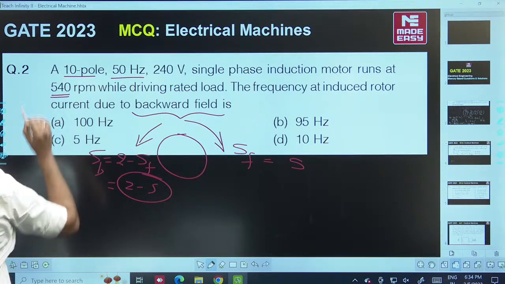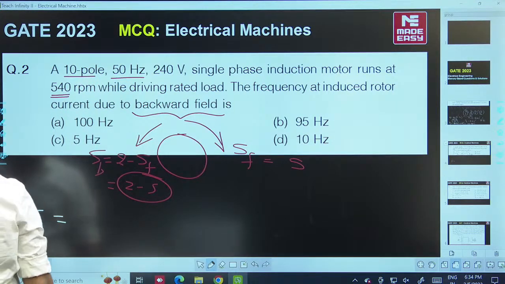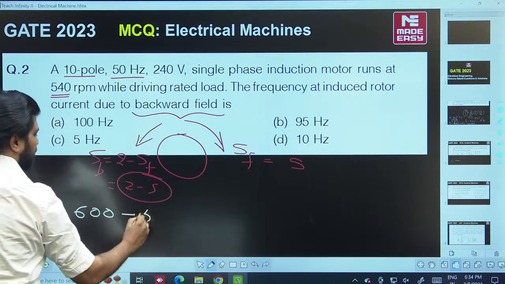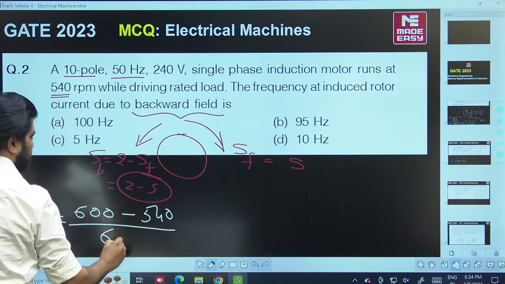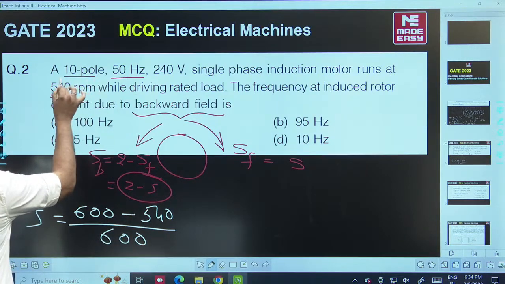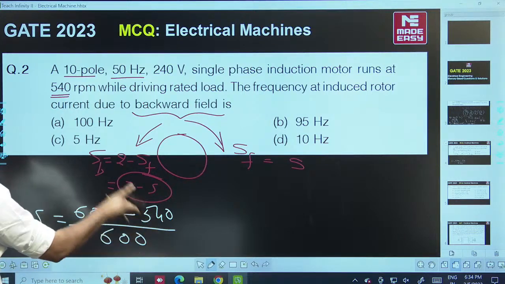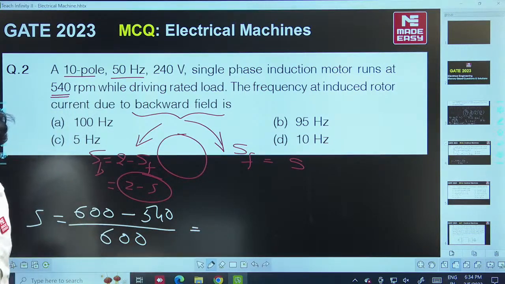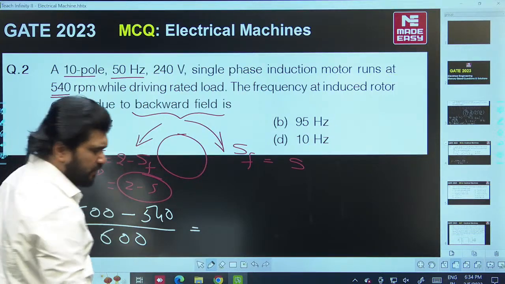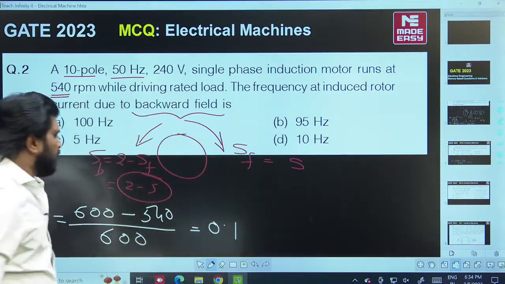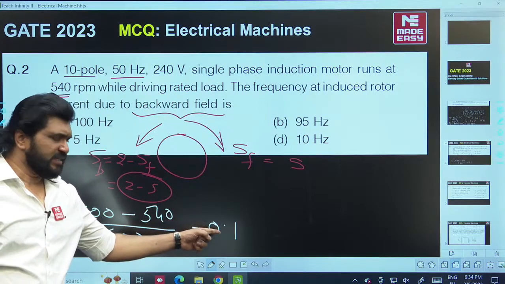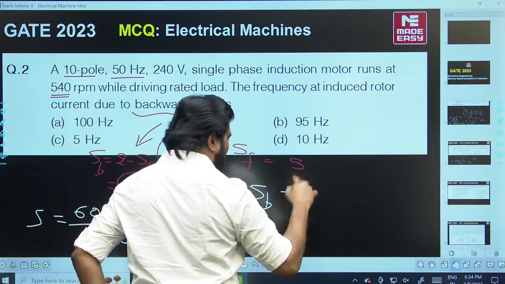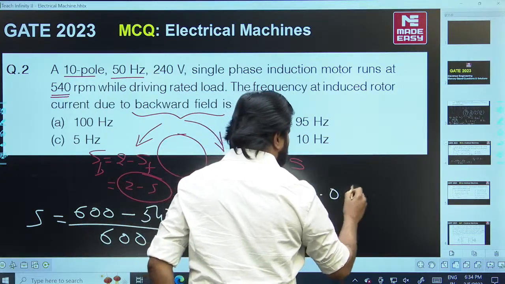50 Hertz, 10 pole. Slip is 600 minus 540 by 600. Synchronous speed is 600. Operating speed is 540, given in the question. So we will get a slip value of 0.1. If S is 0.1, the backward field slip SB will be 2 minus 0.1.